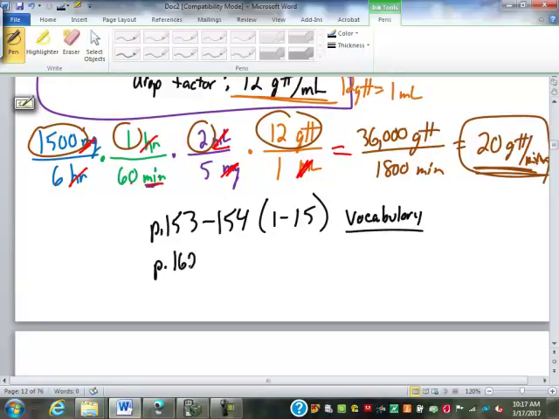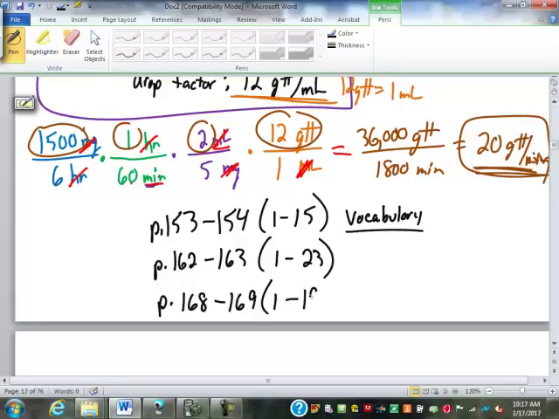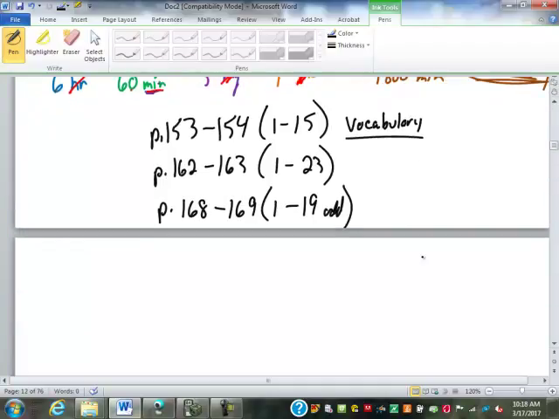Page 162 through 163, 1 through 23. That's dealing with the dosage calculation formula and dosage calculations. Page 168 through 169 is going to be more on those fractions. And like I said, I will post those worksheets for you out there on Blackboard as well. I'll put them right next to the link for the recording so that they're in that section. And then also page 172, 173, 1 through 9, the odd.